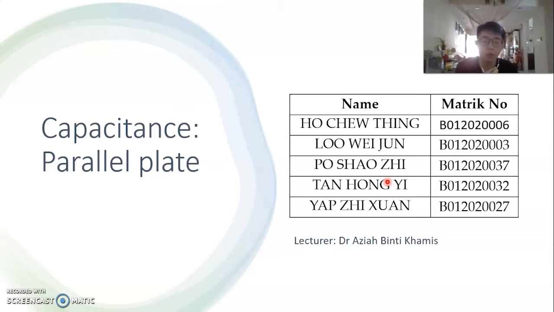So today we are going to talk about our topic for assignment 1, which is capacitance of parallel plates.